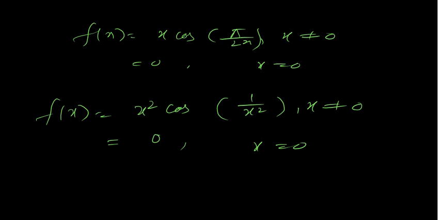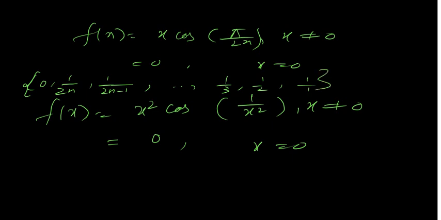Here you have chosen the partition points like this: 0, 1 by 2n, then 1 by 2n minus 1, and so on, 1 by 3, 1 by 2, 1 by 1. And then you have seen that the variation with respect to this partition is actually the sum 1 plus 1 by 2 plus 1 by 3 up to 1 by n. Therefore the supremum is an infinite number.